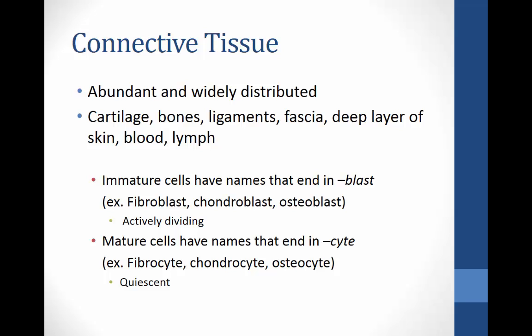Mature cells have names that end in cyte. Fibrocytes are mature fiber cells. Chondrocytes are mature cartilage cells. And osteocytes are mature bone cells. They are quiescent, which means that they are in a state or period of inactivity or dormancy until an injury occurs.